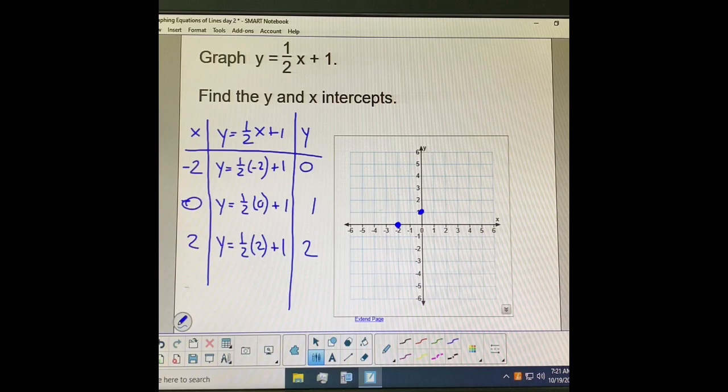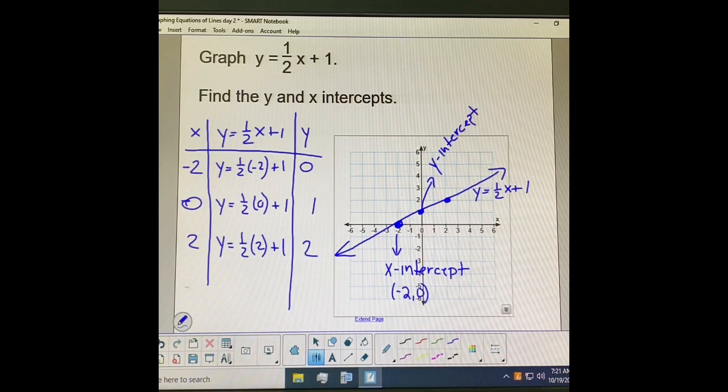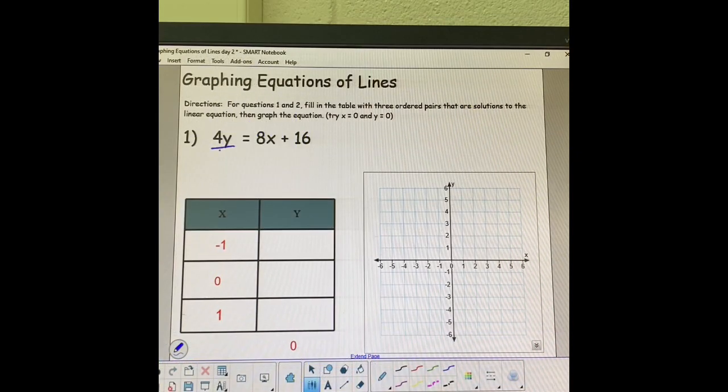Plot all 3 points. Make a straight line, use arrows, label the graph, and then look for the y and x intercepts. The x-intercept is -2, 0. It's where the line crosses the x-axis, which is always when y equals 0. And the y-intercept is 0, 1, which is where the line crosses the y-axis, which is always when x is 0.